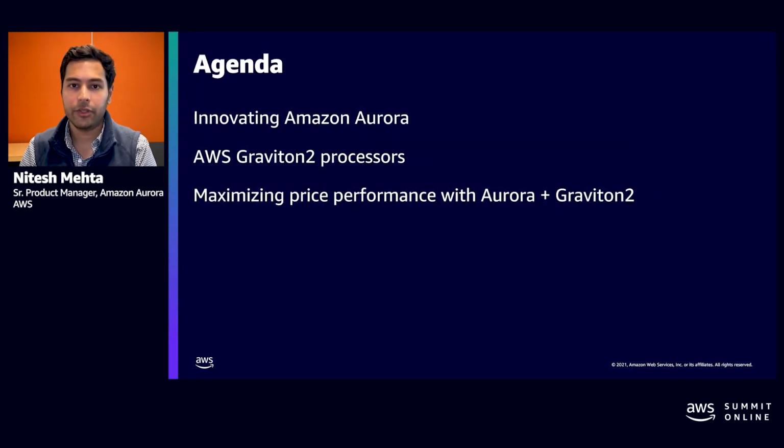So today we'll be covering three things. First, discussing Amazon Aurora, the service, why we decided to build it, and what our customers love most about it. Then we will cover the AWS Graviton2 processors, specifically why we built the Graviton2 processors, some of the benefits that the Graviton2 processors provide versus the Generation 1 Graviton processors. And finally, we'll discuss how you can maximize price performance for your databases using both Aurora and the Graviton2 processors.